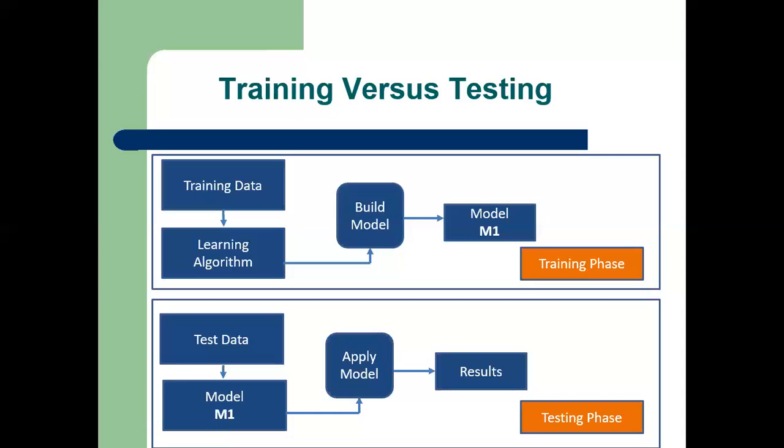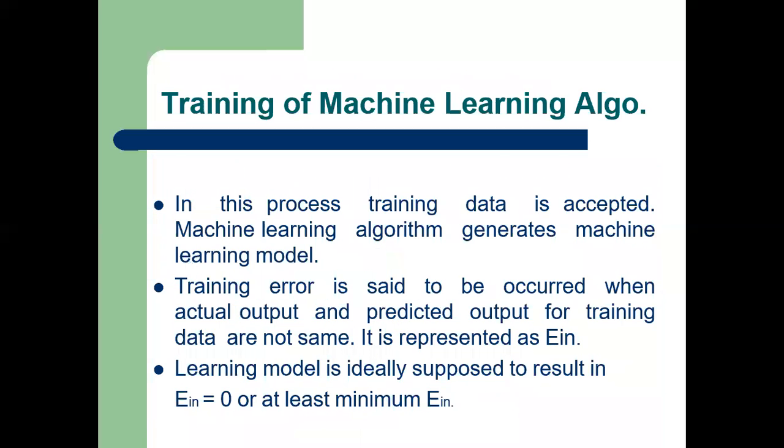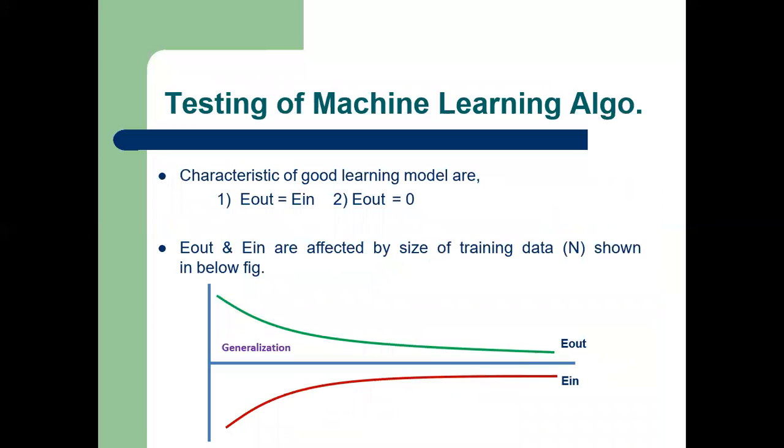Now we'll see the characteristics of a good learning model. The first characteristic of a good learning model says that the training error and the test error must be very close to each other. That is, the performance of the learning model on training data and test data must be the same. The second characteristic of a good learning model says that the test error should be approaching zero.